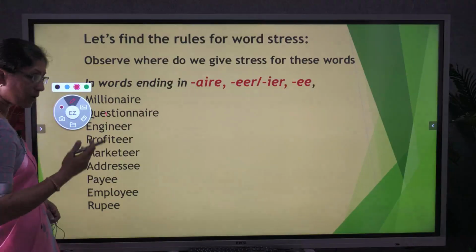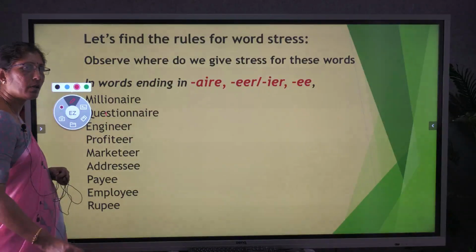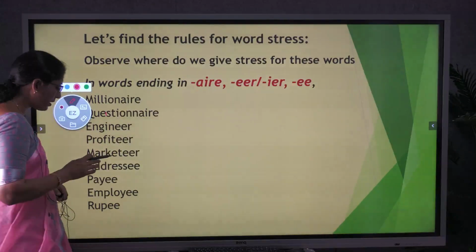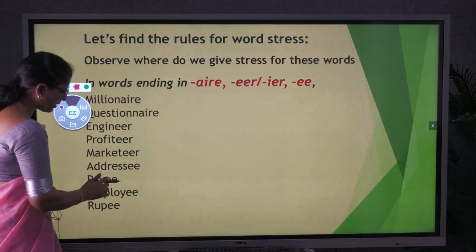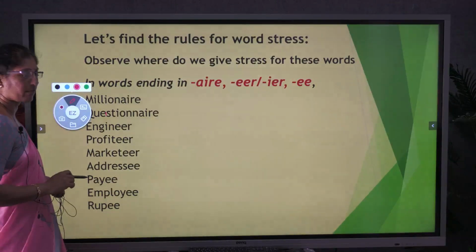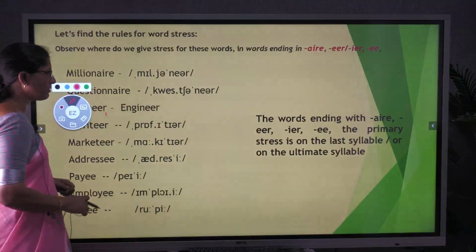Where do you give stress? Whatever intuition says. Do you say employee or employee? So your ears will accept it when you give stress on the suffix itself. Let us watch this slide.